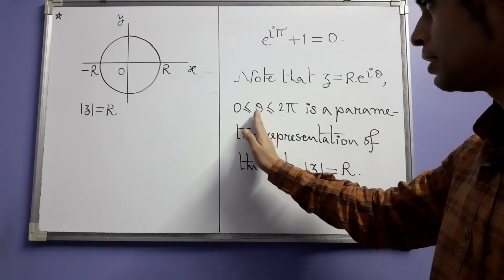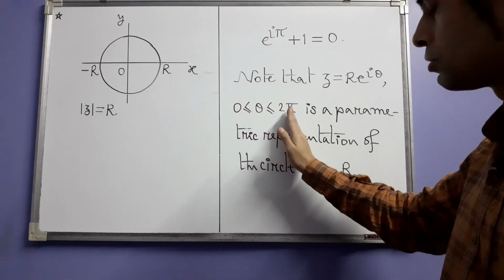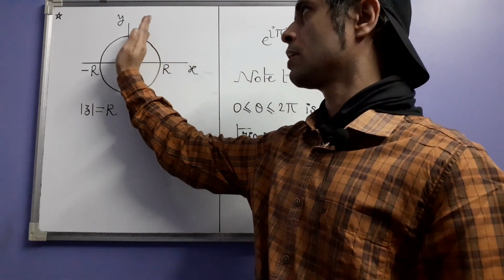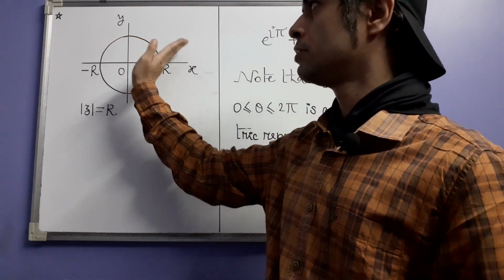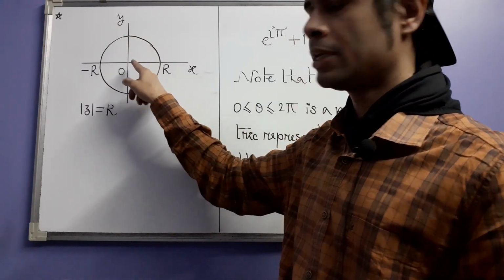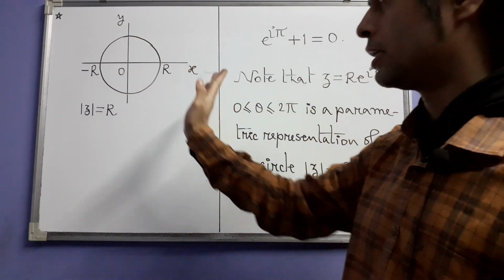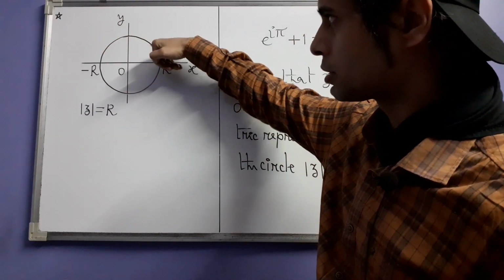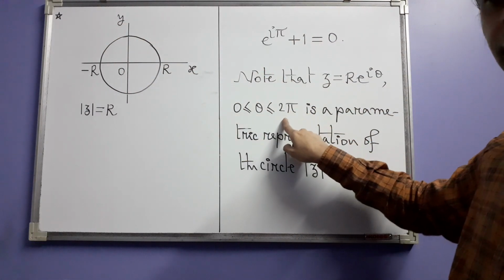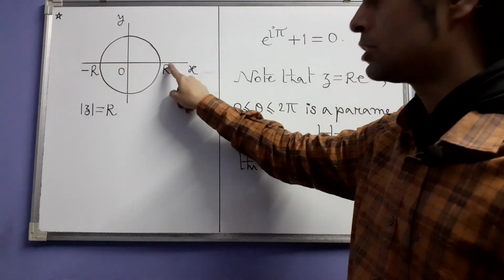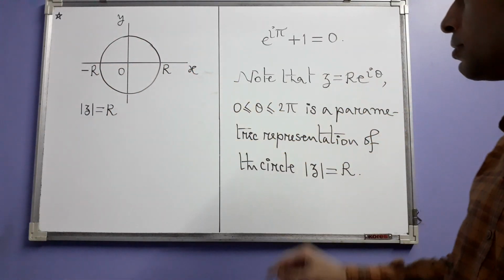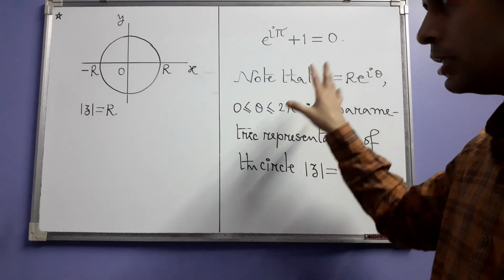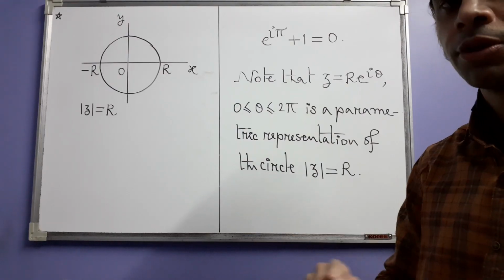And then as theta increases from 0 and finally reaches 2 pi, the point rotates like this, all the time being at that same distance r from the origin, and in doing so it traces the circle in the anticlockwise direction, and by the time it reaches 2 pi, it comes back to its original position. So in that sense, this is a parametric representation of this circle. We are going to need this type of thing when we do contour integration.